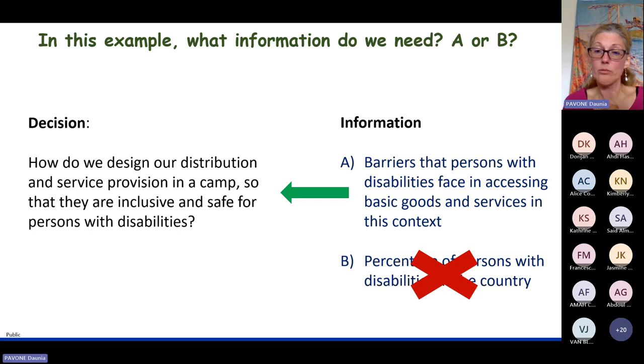Dorian says A. Alicia says A, thank you. 3A, perfect. And I agree with you, I think it's A.